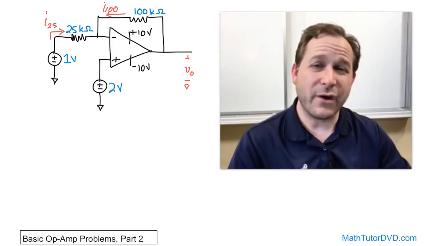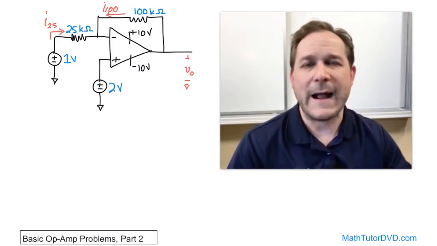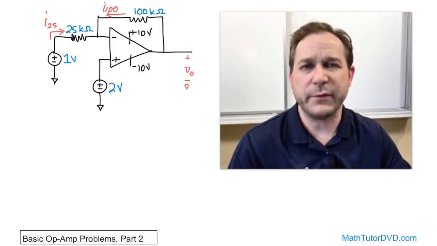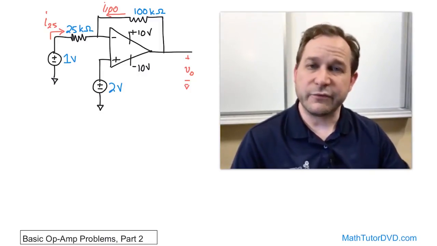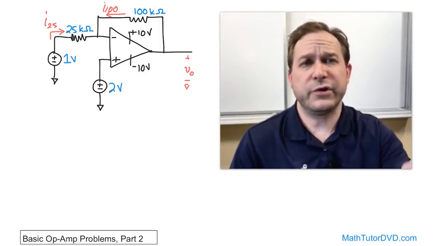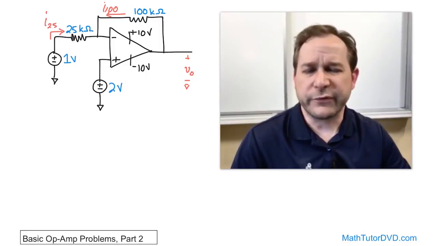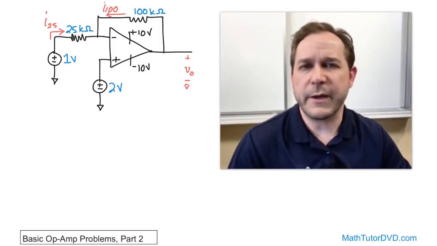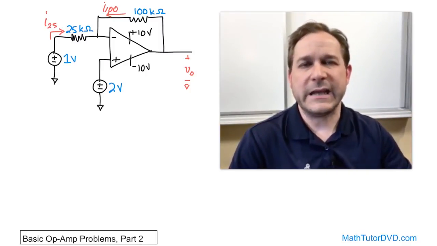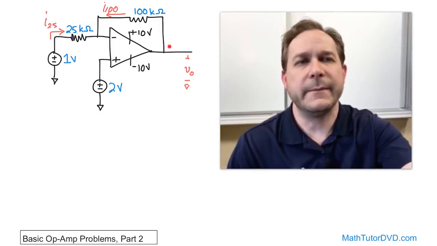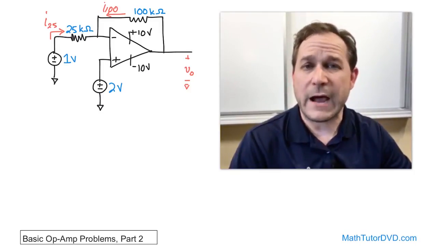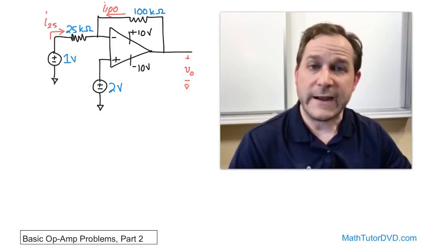And by the way, there's always more than one way to solve a problem. I'm doing it this way because I think it makes sense to introduce things. But you can also do other things. You can write a node voltage equation here, and we'll do some problems like that later. But I like in the beginning to find one thing at a time to make our way to learning what the output voltage is. So let's go ahead and do it right now.